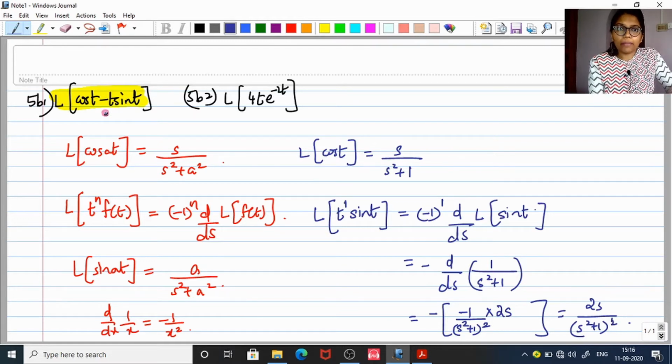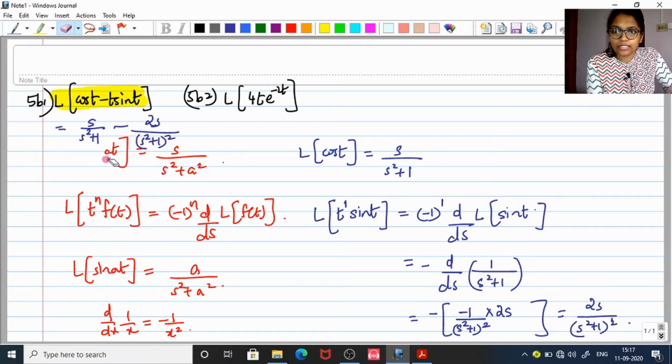Okay, now combining, that is our answer, Laplace of cos t minus t sin t, isn't it? Laplace of cos t is s by s square plus 1, and negative t sin t has 2s divided by s square plus 1 whole square. So this becomes your answer. Okay, s by s square plus 1 minus 2s by s square plus 1 whole square. Moving on to the next.